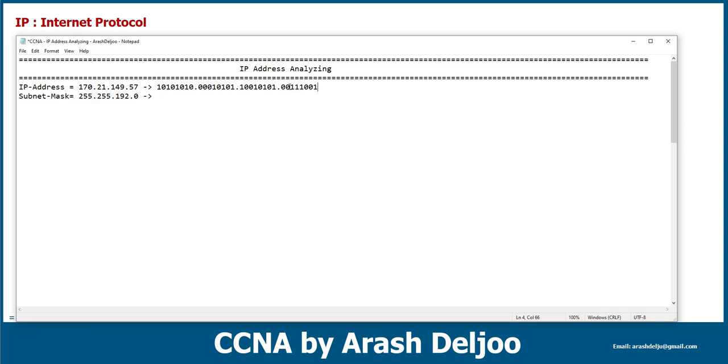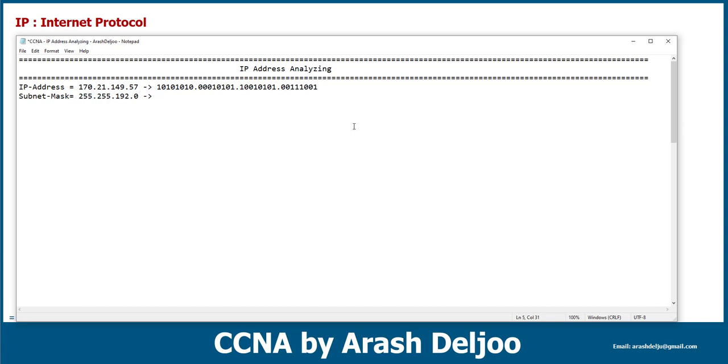Look at here, 32 plus 16 is 48, then 48 plus 8 is 56, and then 57. That's it. Now we converted the 57 to binary. Also we need to convert the subnet mask.